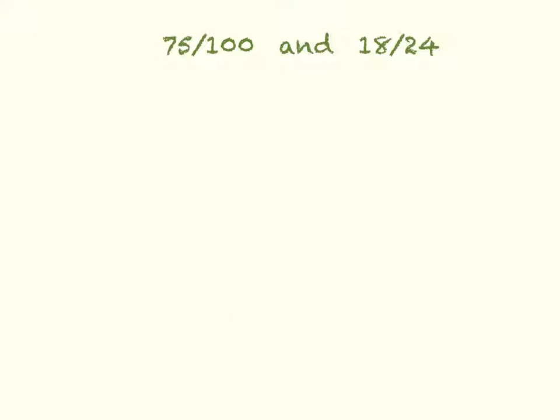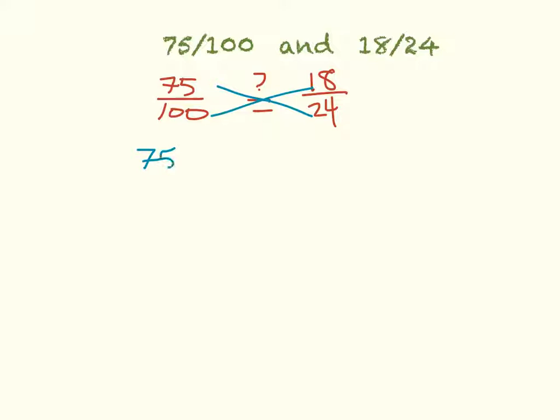And the last example, again, I'm going to use the cross multiplication method. So I'm going to have 75 over 100. And I want to know, is that equal to 18 over 24? So I'm going to cross multiply and see what happens. So I have 75 times 24, and I want to know, is that equal to 100 times 18?